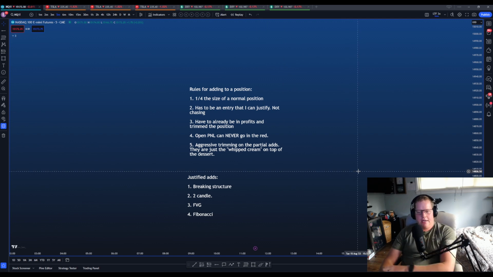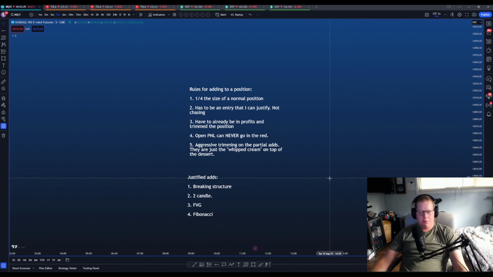So third rule, I have to already be in profits and trimmed the position. So it's pretty self-explanatory. Fourth is open P&L can never go red. So I'm already going to be trimmed. So I already have closed P&L or realized profit. I can never have unrealized profit that turns red.